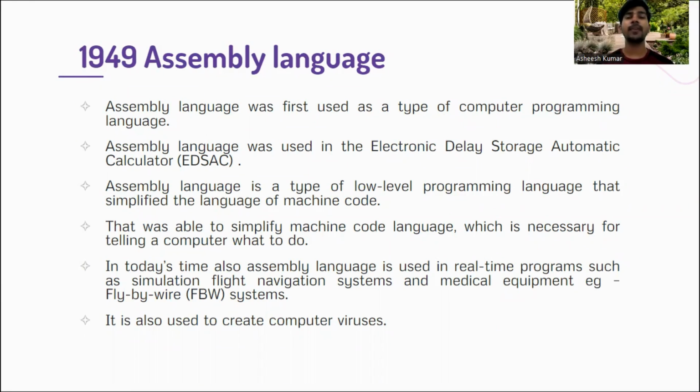It means assembly language is closer to the machine and less understandable to humans, because all the code is in machine format. Right? So it was able to simplify machine code language, which is necessary for telling a computer what to do. Even today, assembly language is used in real programs such as simulation, flight navigation systems, and medical equipment like fly-by-wire systems. It can also be used to create a computer virus.